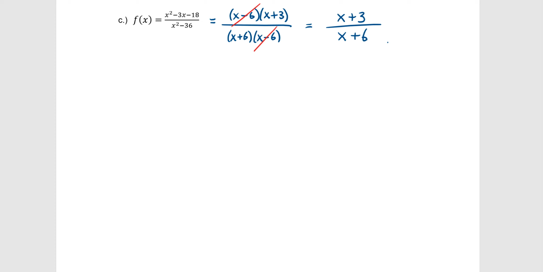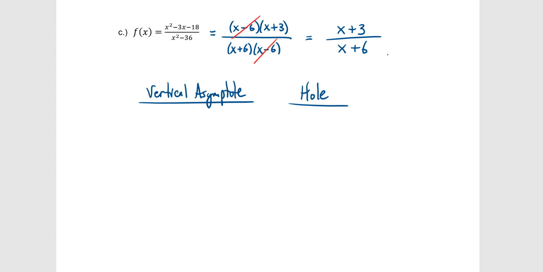So there's our simplified version of this function. So now finding the vertical asymptotes and the holes. For the vertical asymptote, we go to the simplified version of the denominator, which is x plus 6. We set that equal to 0 and we solve for x. Subtract 6 on both sides. 0 minus 6, we get x equals -6. So there's a vertical asymptote at x equals -6.